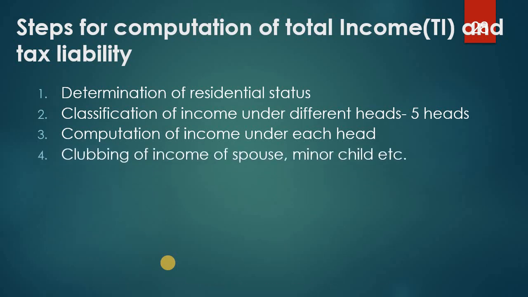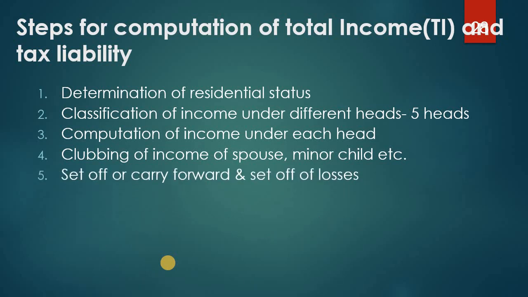Then clubbing of income of spouse, minor child, etc. You have to see whether the income of the spouse has to be clubbed along with your income. For example, the wife's income: if you have clubbed your income with the wife's income, in such cases the wife's income is your income. The minor child will not pay any tax, so you have to pay tax. So you have to club your spouse's income and also the minor child's income.